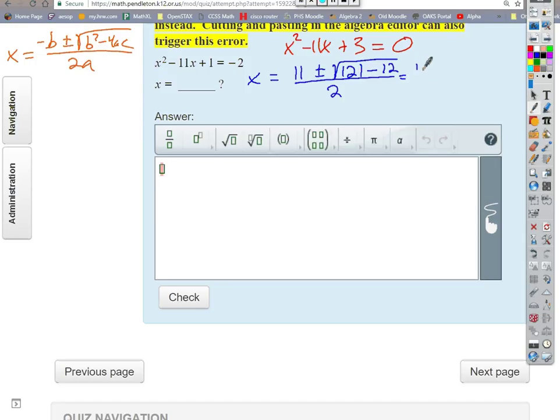So this is going to equal 11 halves plus or minus the square root of 109 over 2. And I don't think 109 is going to simplify at all. I don't think if you do a factor tree, I mean, nothing on that list is going to divide into it, is it? No way. Nope, so we're good. So those are our 2 answers.